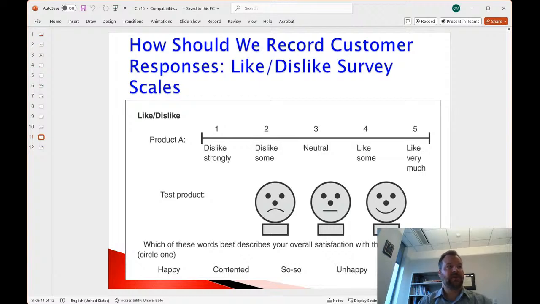How do you record these responses? You can do like or dislike. These are actually called semantic differential scales. Don't worry too much about that, just call them like or dislike type scales. You can use the happy face, sad face approach. You can use Likert scales, which are agree, disagree type statements. All things that we've used in the past. Of course, the difference now is that you have a physical product that you're testing with.